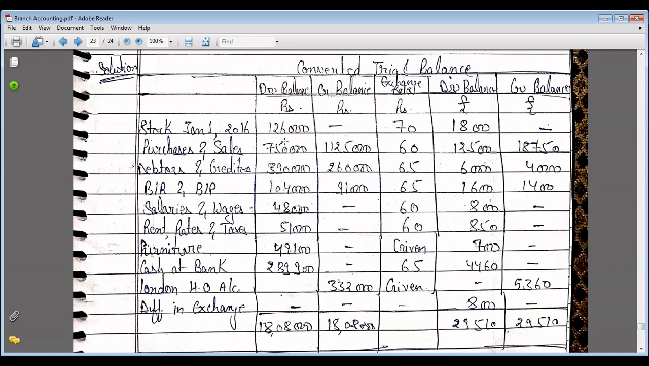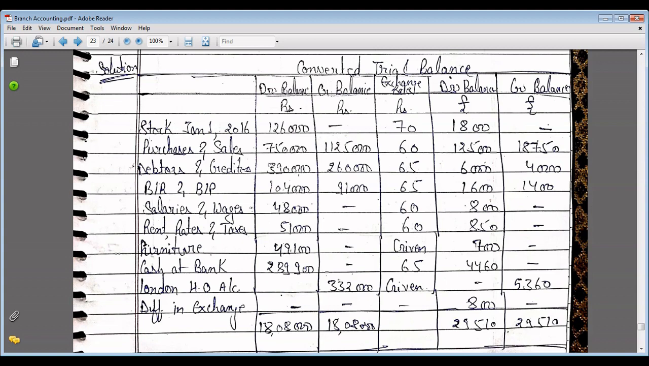Then sales and purchases is given 7,50,000 and 11,25,000. All the items of profit and loss account and income and expenditure accounts are converted on average rate, and here our average rate is 60 rupees. So we will convert these purchases and sales amount by taking the exchange rate of rupees 60. So 7,50,000 divided by 60, we get 12,500 pounds, and 11,25,000 divided by 60, we get 18,750 pounds.